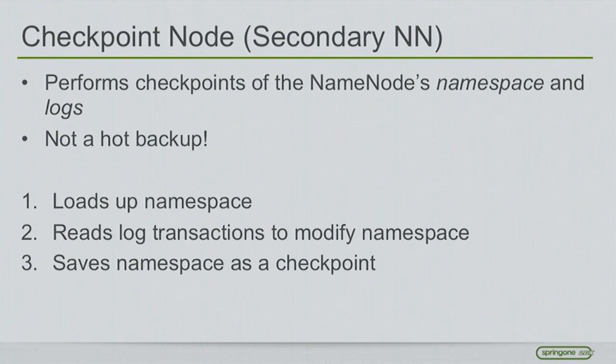The checkpoint node performs the checkpoints of the NameNode's namespace and logs. It is not a hot backup. If your NameNode fails, the checkpoint node will do nothing. You can schedule it periodically, say every day. It will load up the most recent checkpoint, the namespace piece, much as the NameNode will load that up into memory. It will read through the log transactions and modify this namespace, and then save this namespace back to disk as the checkpoint.